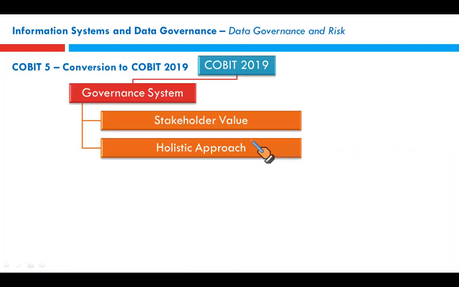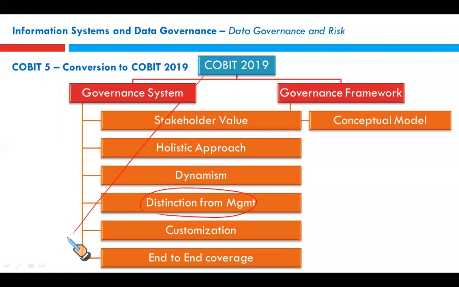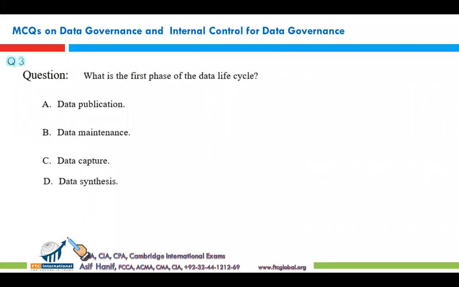Next. So this is it. Governance and management must be distinct. Governance system and management system must be distinct. That's the idea here. Next.